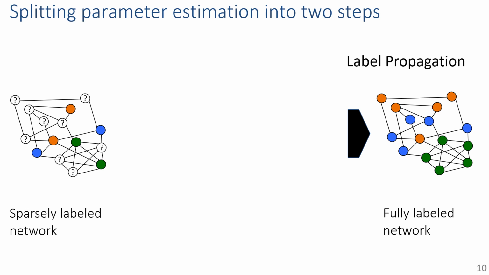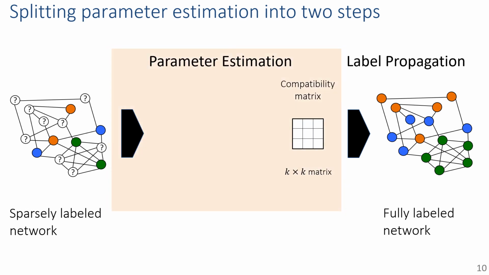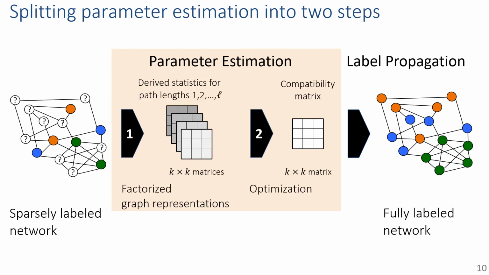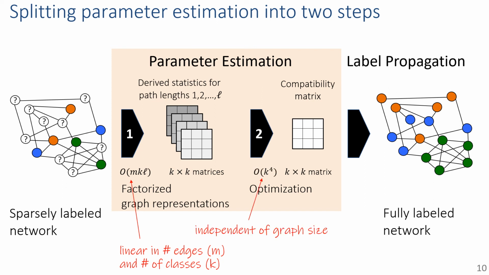So before we can propagate the labels, we first have to estimate the compatibilities. Now the key idea is to perform this parameter estimation in 2 steps. First, we create several small factorized graph representations, and we're going to discuss in a moment what those are. But the important thing is that their sizes are independent of the size of the graph. And we then perform the actual parameter estimation over these far smaller summaries. Now the first part is linear in the size of the graph. The second one, the actual estimation, is independent of the graph size and thus negligible for large graphs.